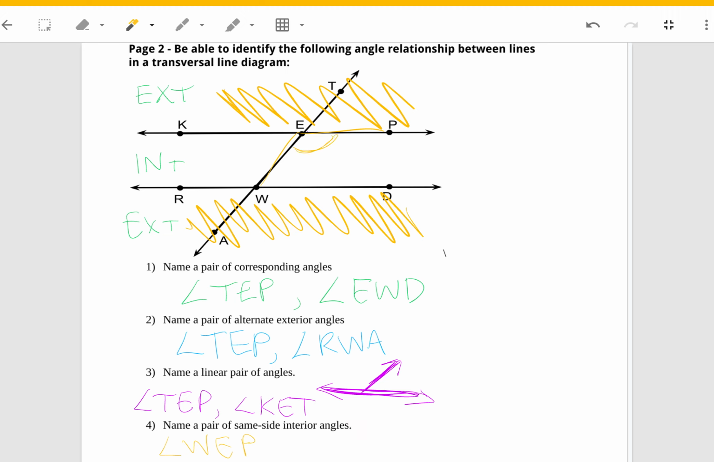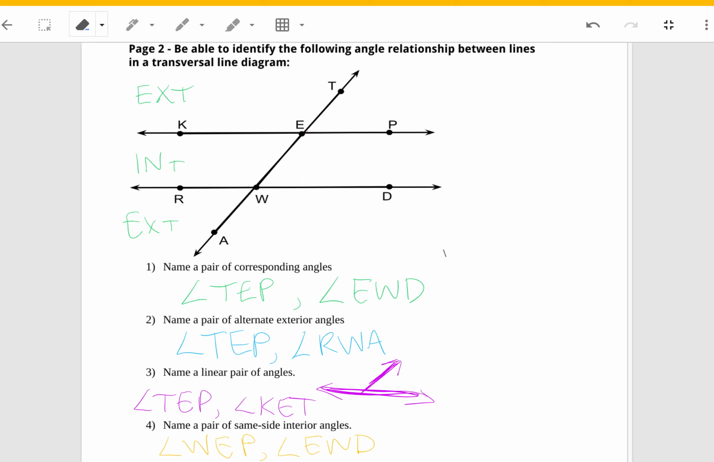If that's the first angle I'm picking and I want one on the same side, then I pick one on the same side. It's right here, on the same side of this line down the middle. That is the transversal line, the main line that we're looking at. So I'd pick this angle right here to go with WEP, and that's going to be angle EWD. That's this angle right here, EWD. So you notice they fill one part of this interior because they are on the same side as one another.